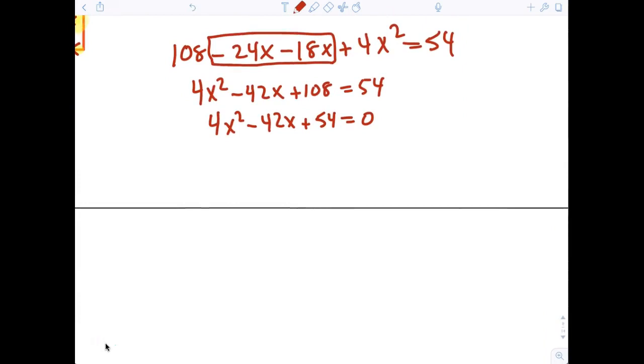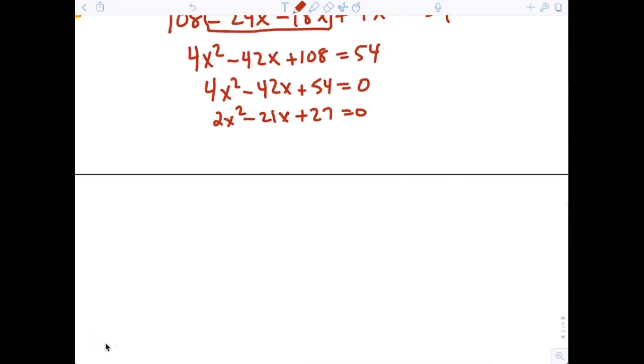Good. 2x squared minus 21x plus 27 equals 0. Because I can. All the numbers are divisible by 2, so you do that. It's easier to factor. All right, somebody tell me now. 2x and x. Here we go. 2x and x. And then the factors of 27.